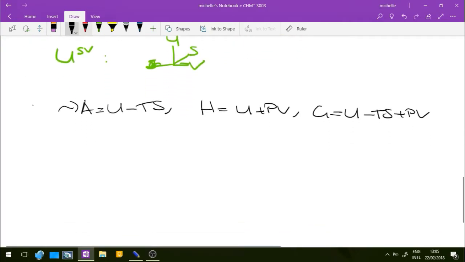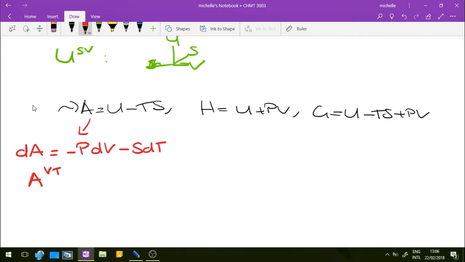Then you can also get canonical variables for these equations. For A, we were able to derive that dA equals negative p dV minus S dT, where A's canonical variables are V and T, and that's its base. Those are its canonical variables in its simplest form. You can start to write A in terms of other variables, but the A-V-T space is the purest space, its original space, and from there you can find other functions.